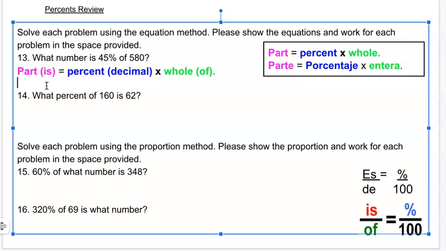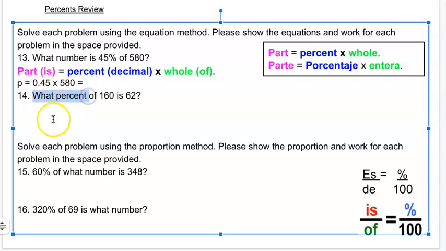What number is, that's our unknown. So we're going to put P equals percent as a decimal, 0.45. See the last video about how to convert a percent to a decimal. And then of times 580. You can go ahead and plug that in and solve.